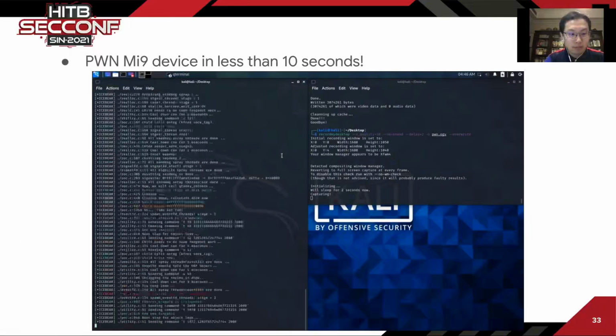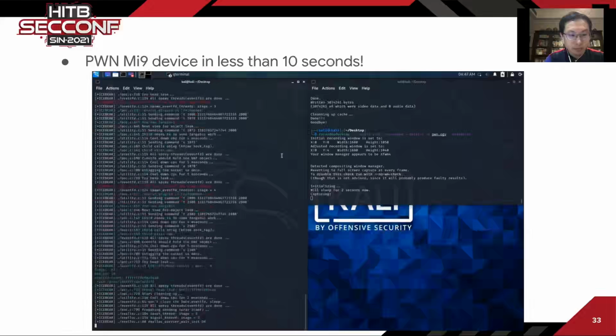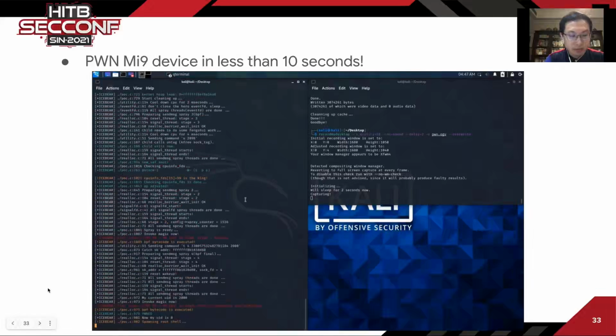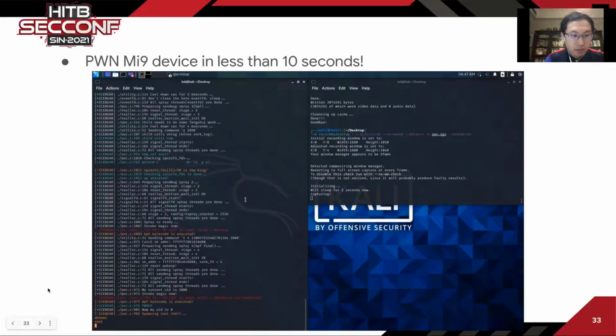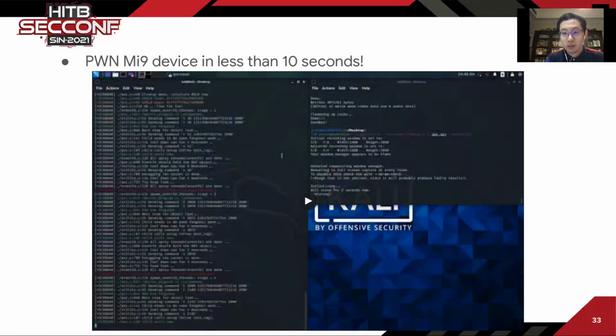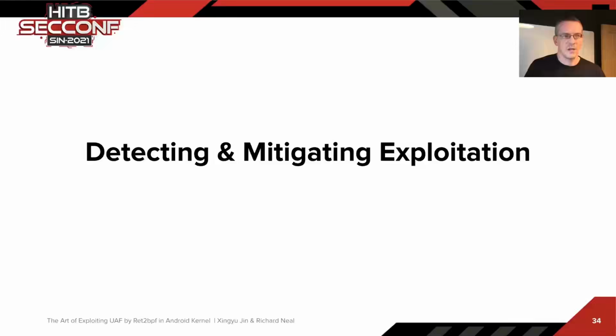Cool. So now please welcome Richard for the rest of the presentation. Now that Xingyu has looked in detail at how he exploited the vulnerability and the problems he had to overcome, I'll look at some of the mitigations that make exploitation here more difficult or impossible, and then move on to reviewing some of our defensive systems that help us find malicious software and exploits.